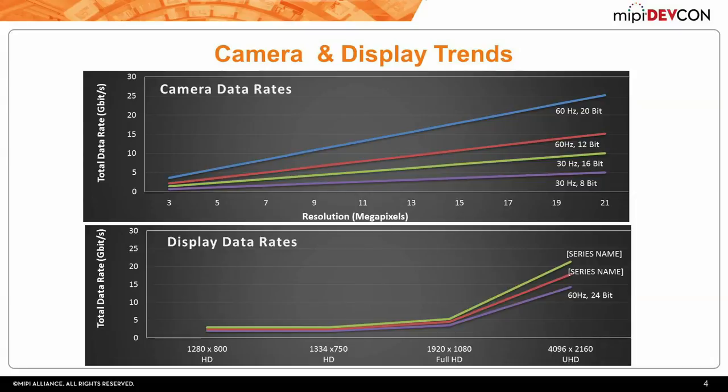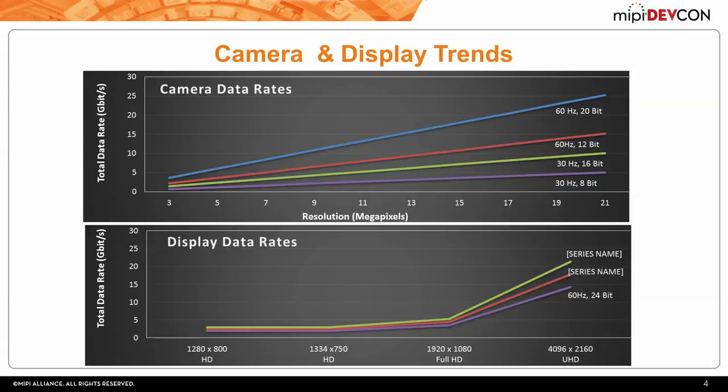The automotive industry, which Ashraf gave a presentation on yesterday, is a perfect example of that. You have lots of cameras and displays in an automobile, especially in the smart automobiles, and guess what? All those cameras and displays use MIPI. The cameras and displays in an automobile are going to have slightly different characteristics than the ones you might have in a smartphone. This is just to give you a general idea of the trends, but the trends within any particular market segment will be in different spots along these curves.